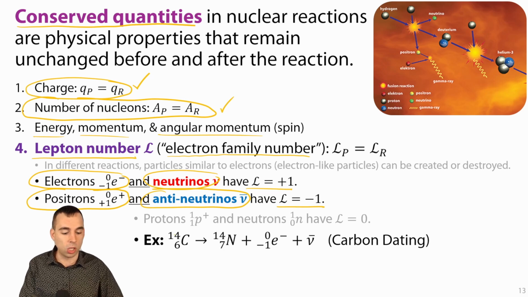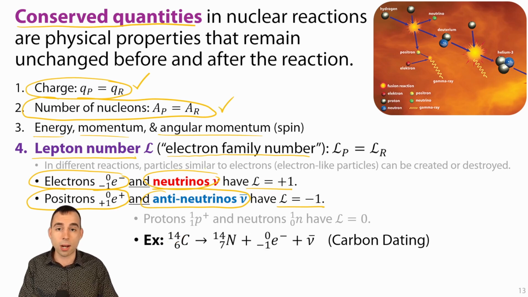Let's check how many nucleons we have. We have 14 on the reactant side and 14 on the product side. The electron doesn't contribute to the mass number. The anti-neutrino is essentially massless. We'll talk more about that in a sec. So we do have nucleon number being conserved.